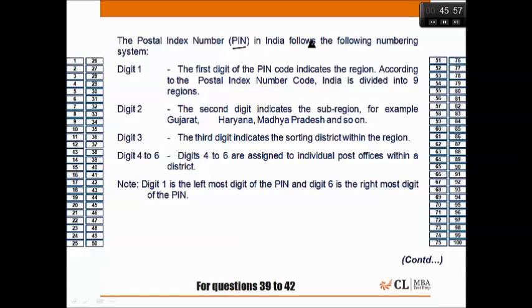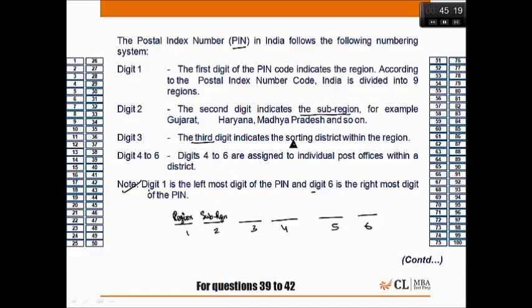The postal pin in India follows the following number system. There are 6 digits: 1, 2, 3, 4, 5, 6. Digit 1 is the leftmost digit. The first digit of the pin code indicates a region. According to the postal index code, India is divided into 9 regions. So this is the region. The second digit indicates a sub-region, for example Gujarat, Maharashtra. This is the sub-region.